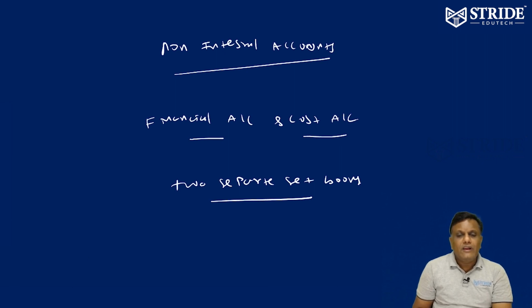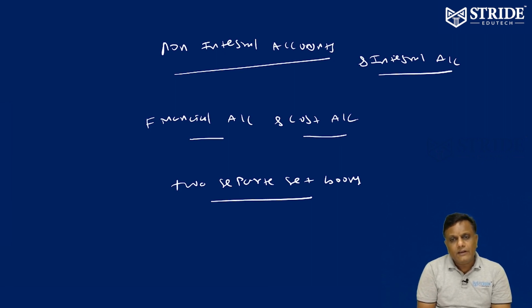What are the entries to be posted in financial accounts, cost accounts and integral accounts? We'll see. If the two accounts are posted combined together, it is called integral accounts. Cost and financial accounts integrated is integral. Cost and financial accounts separated is non-integral accounts. We'll see one by one how the entries are posted in non-integral and integral accounts.